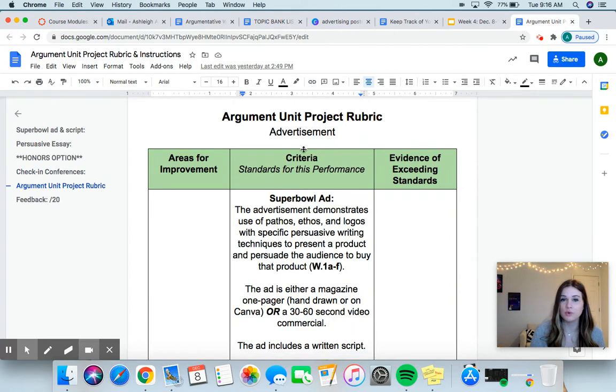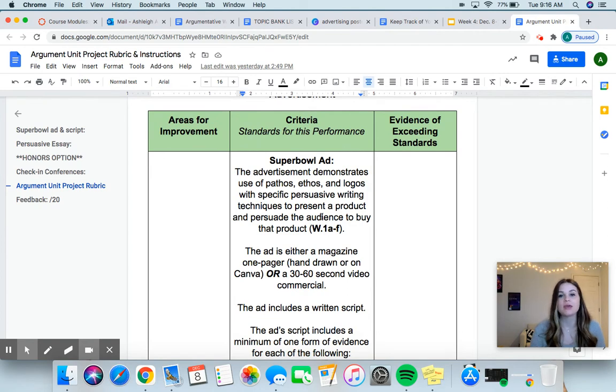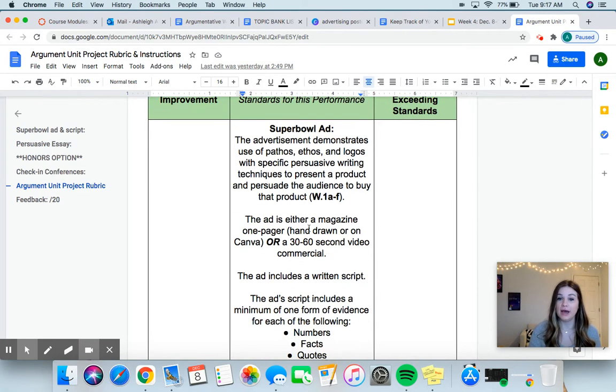The argument unit project rubric for the Super Bowl ad and the script. So this advertisement is going to demonstrate your use of pathos, ethos, and logos with specific persuasive writing techniques to present a product and persuade the audience to buy that product. So the advertisement is either going to be, again, a magazine 1-pager.